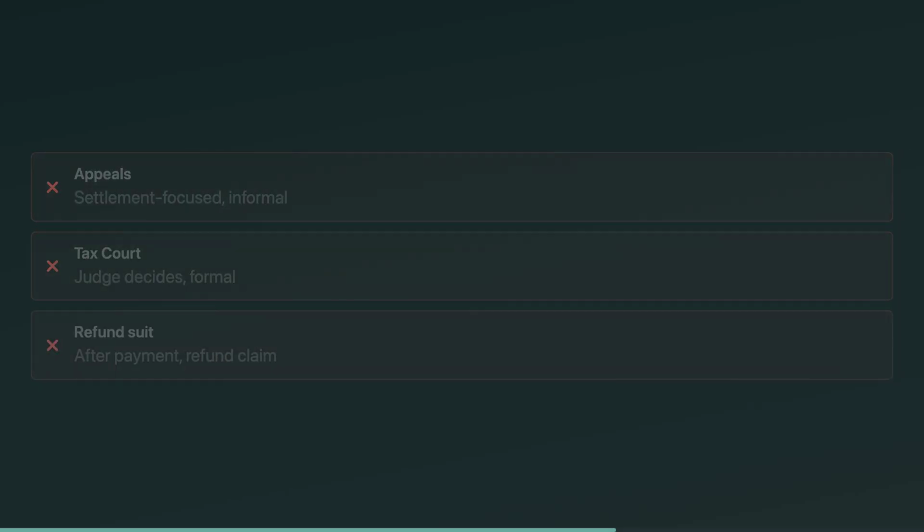So how do you choose between appeals and tax court? Appeals is built for settlement and narrowing issues without the cost and formality of court. Tax court is litigation, more formal, procedural, and aimed at a judge's decision. In real life, many cases try appeals first, then go to tax court if needed. On the exam, if the question screams settlement or administrative, think appeals.